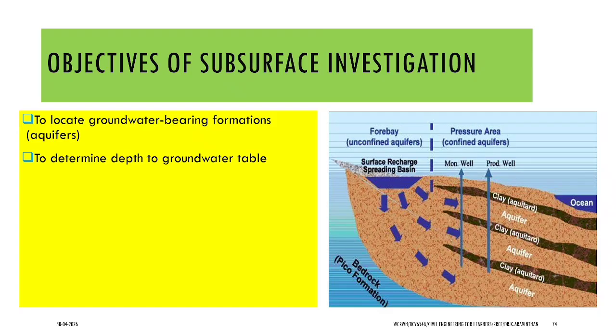Now, what are the objectives? To locate the groundwater bearing formations. If you do a subsurface investigation, you can understand what the layers below the soil are. Starting from loose sand, then much denser layers, you will get some clay layer and some semi-solid rock, and solid rock might be formed. Like that, different layers are there. Whenever you have a denser layer, there is a high chance of not getting water.